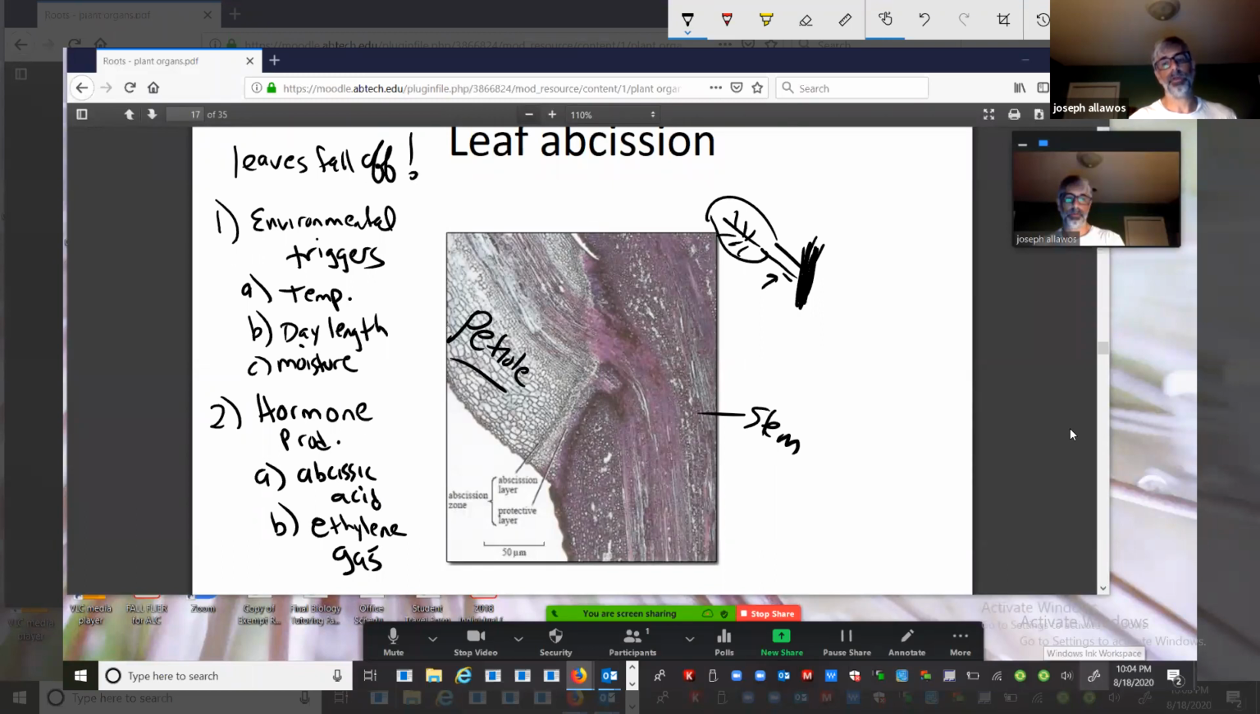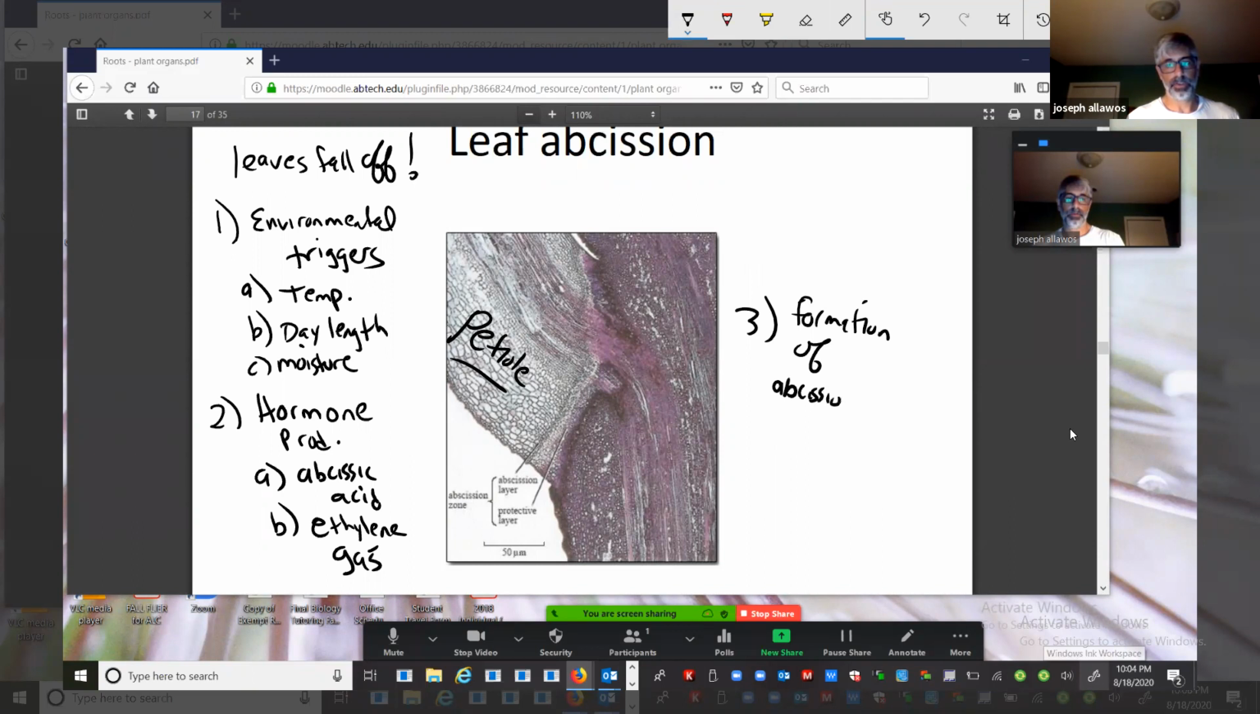Okay. Well, what happens next is 3. Let me clean this up a little bit here. Get rid of some of this stuff. And 3 is formation of abscission layer.